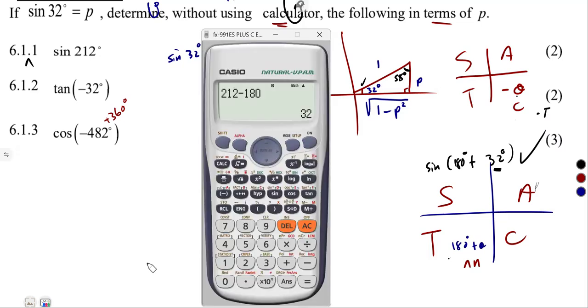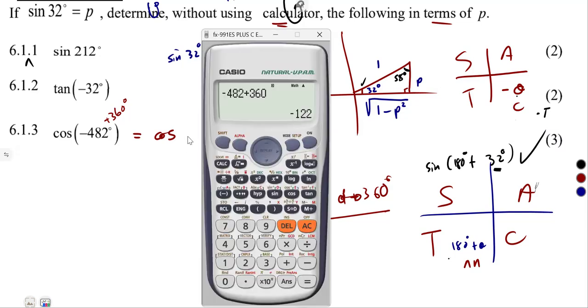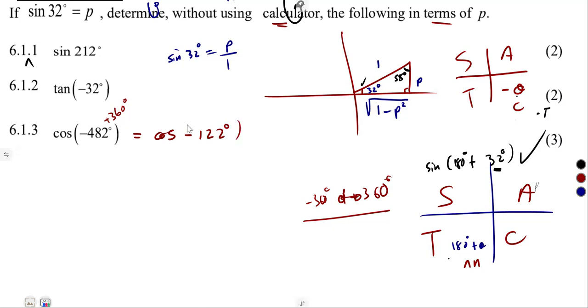So if we add minus 482 plus 360, it is going to give us minus 122. So that is an angle that is in between minus 360 to what? To 360 degrees. In between that, it can be a negative, as long as it is within that interval, it's okay. So meaning to say this is going to give us cos of negative 122. It is within our interval.